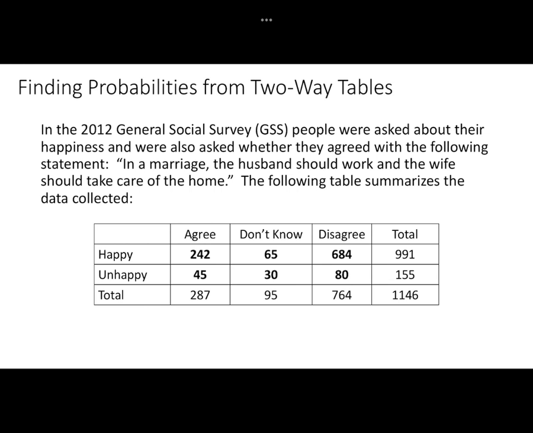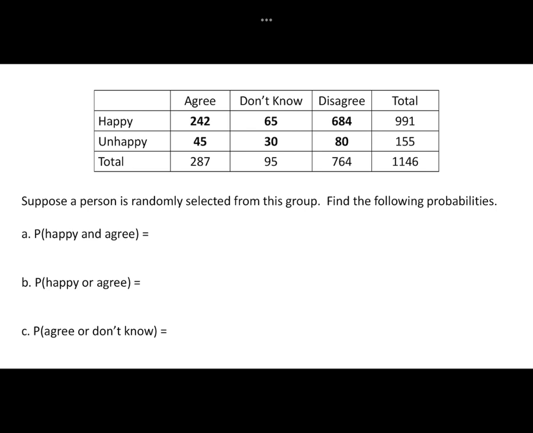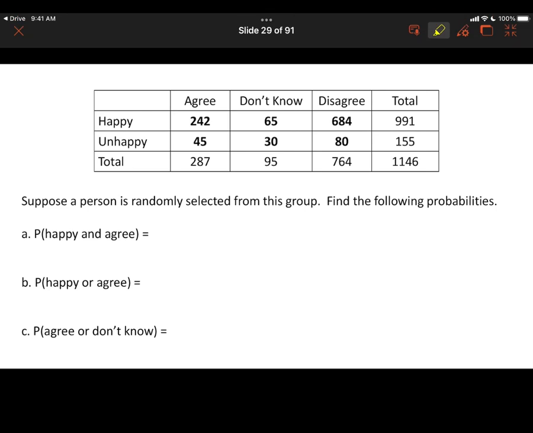So notice an entry here tells you how many people were categorized as happy and answered don't know to the question. The bottom row and the last column give you the totals across the rows and the columns. You should be able to compute those based on the data inside the table if you were not given that total in your original table. Let's try computing some probabilities.